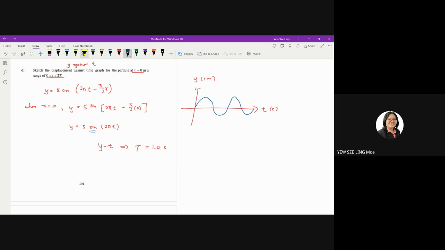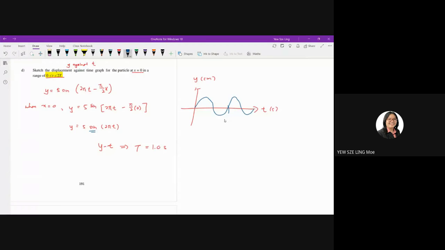Why? Because the question is asking for between 0 and 2 times the period. So you need to make 2 cycles. You need to have 2 cycles, cannot have more, cannot have less. If you have more than 2 cycles or less than 2 cycles, that is considered wrong shape. 1 mark will be deducted.